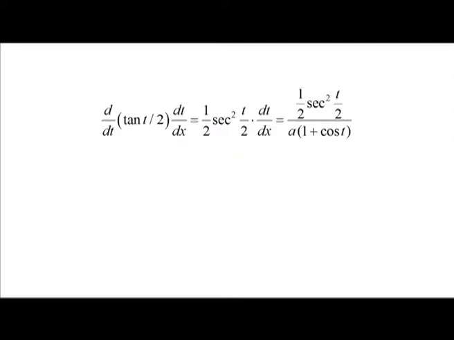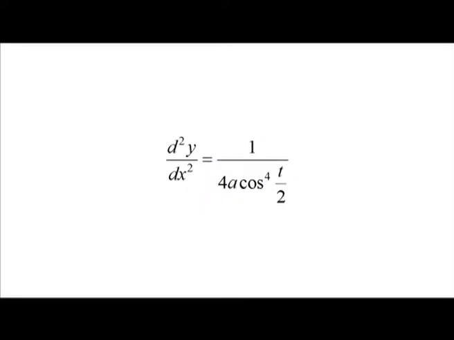Thus, d by dt of tan (t by 2) times dt by dx is equal to 1 upon 2 times sec square (t by 2) times dt by dx, which is equal to 1 upon 2 times sec square (t by 2) all divided by a times (1 plus cos t), which is equal to 1 by 2 sec square (t by 2) all divided by 2a cos square (t by 2), which is equal to 1 by 4a cos raised to 4 (t by 2). That is, d square y by dx square is equal to 1 upon 4a cos raised to 4 (t by 2).